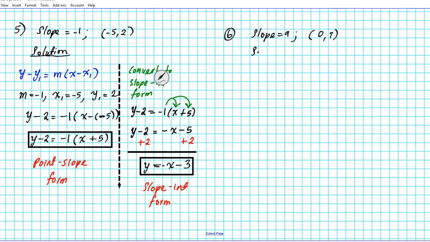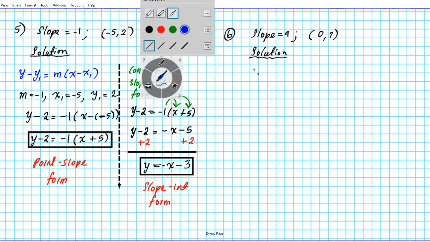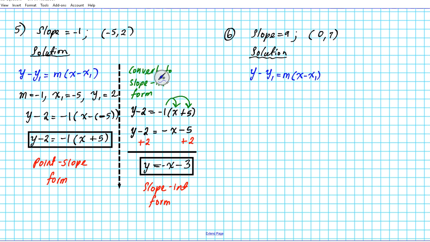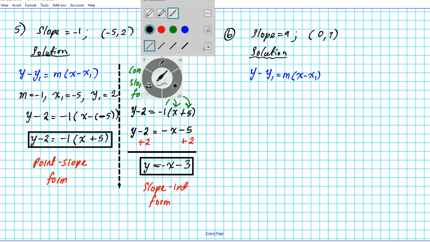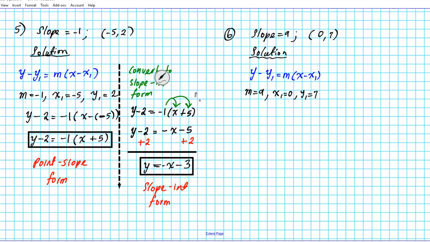Okay, let's go ahead and do that. So the solution is as follows. We're going to start off by writing down the formula, which is the point slope form of the equation of a line, y minus y1 equals m times x minus x1. Alrighty. Now we know what our m, x1 and y1 are, right? So our m is 9. x1 is 0, the x coordinate of our point, and y1 is 7. So let's go ahead and substitute those values into our point slope form of the equation of a line.